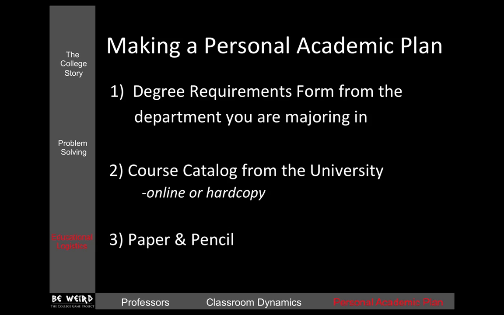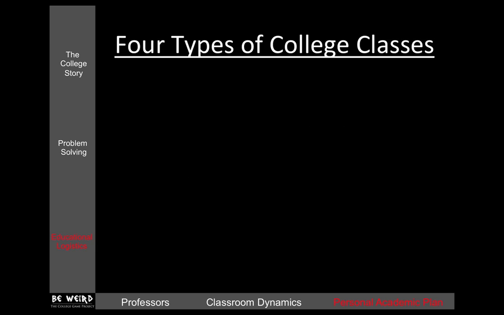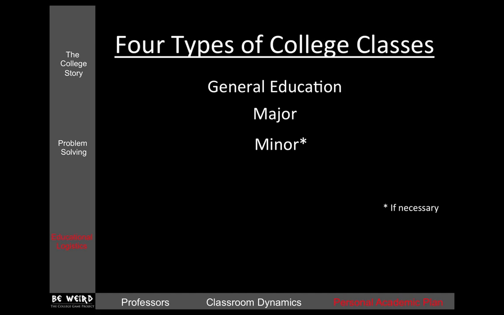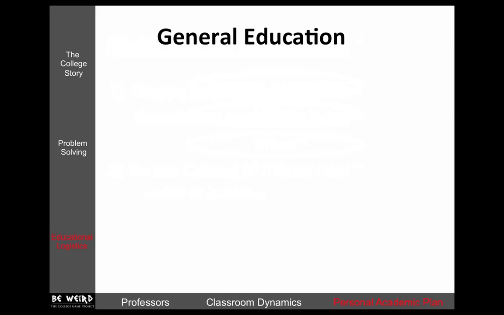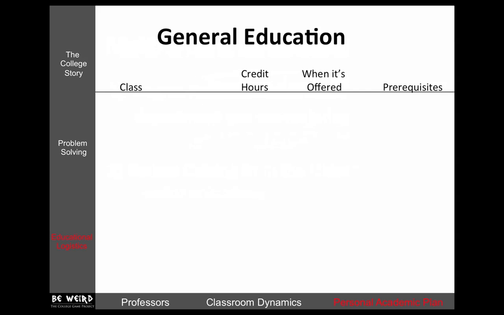You need to understand that there's only 4 different types of classes on a college campus. There's gen ed courses, classes for your major, classes for your minor, and last, electives. What we want to do is focus in on the top 3 to start with: gen eds, major, and minor. Take a single piece of white paper and label it General Education. And on the top header, write class, credit hours, when it's offered, and prereqs.